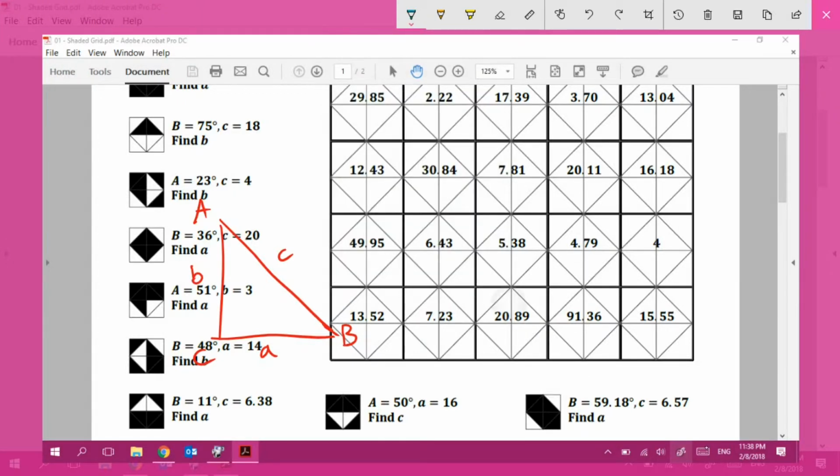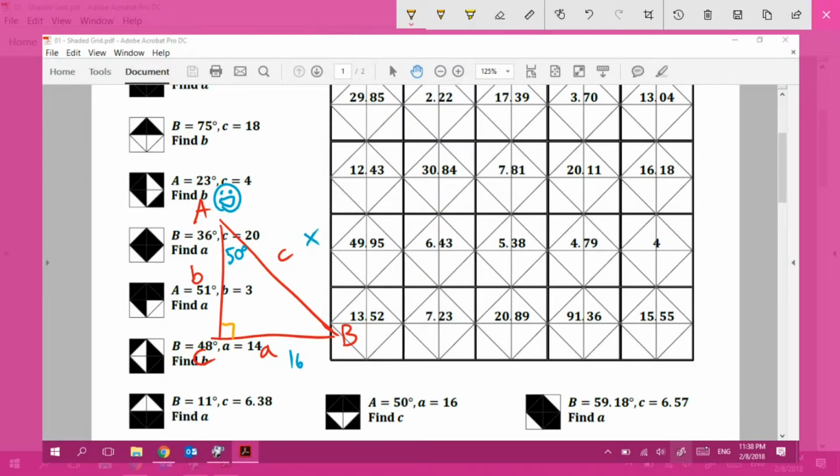So let's take a look this time. A is 50 degrees, that's right here. Label that as your angle of reference, the smiley face guy. Next, little a is 16, and they want us to find C. So C will be right here. You don't have to write x, but I'm just going to write x. Okay, so now let's label the sides.